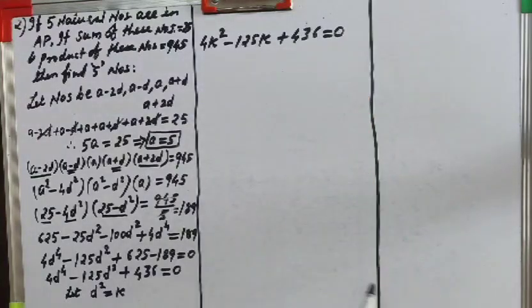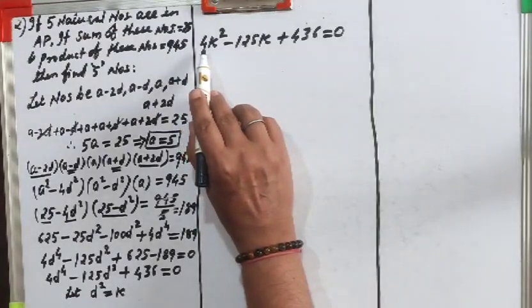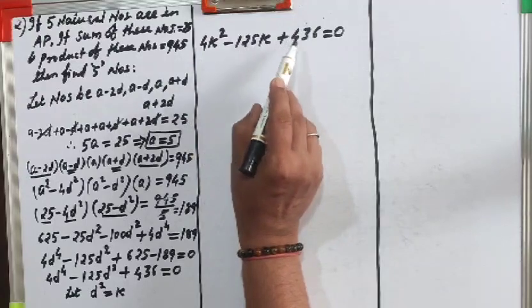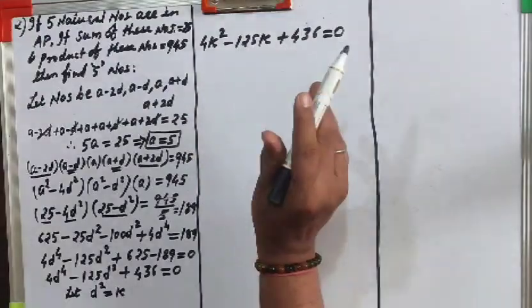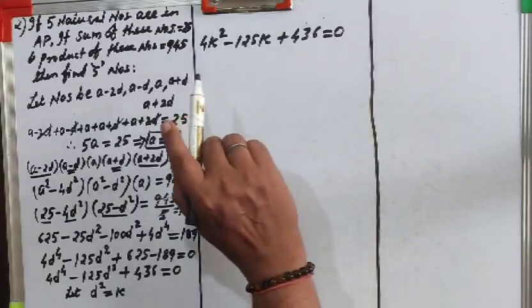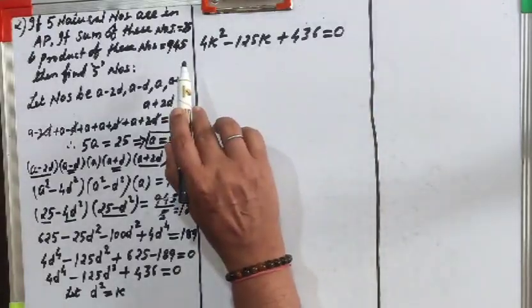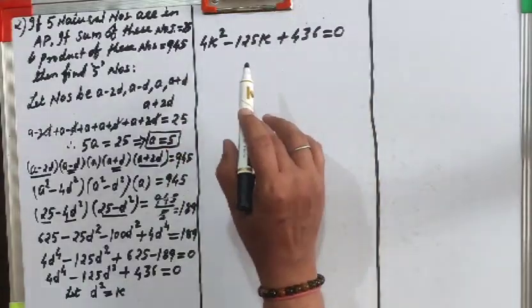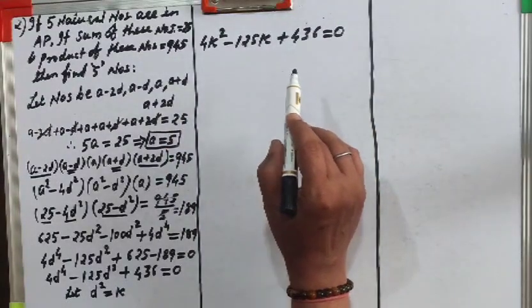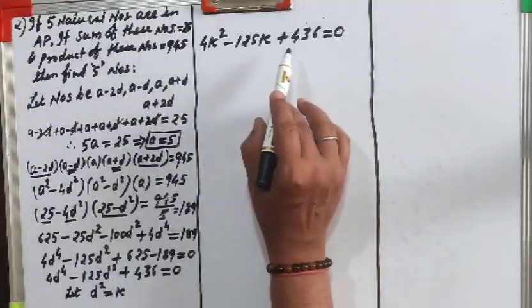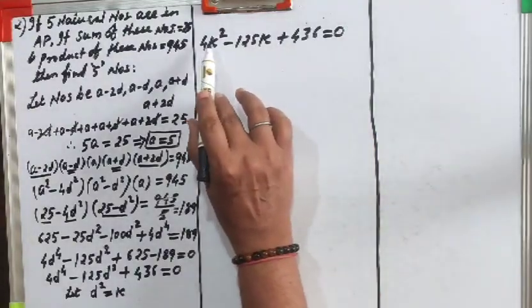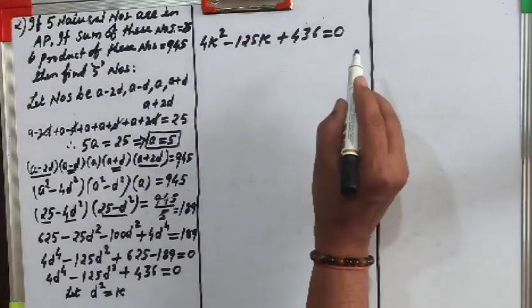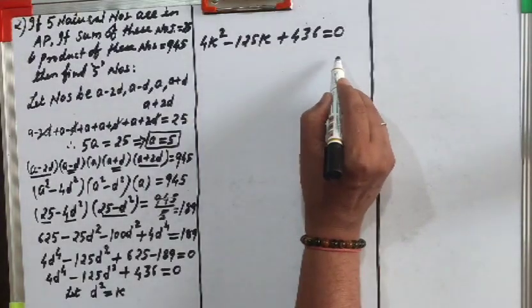Now children, you all are aware that if there is any number here, then this number should be multiplied to this, and then whatever the product is there, we are trying to get two numbers whose product is 436 into 4, and when those numbers are added, we should get minus 125. So in order to do this one, first you should know 436 multiplied by 4. When you multiply 436 by 4, you are going to get 1744.